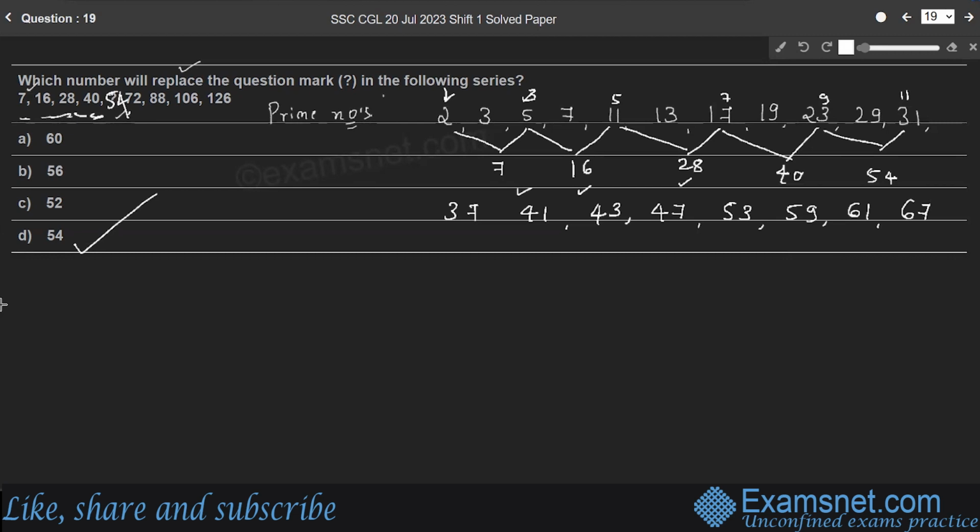You can verify the answer by taking the other numbers: 31 plus 41 is equal to 72, whereas 41 plus 47 is 88. 47 plus 59 is 106. 59 plus 67 is 126. Therefore, the answer is verified. So 54 is the answer, option D.